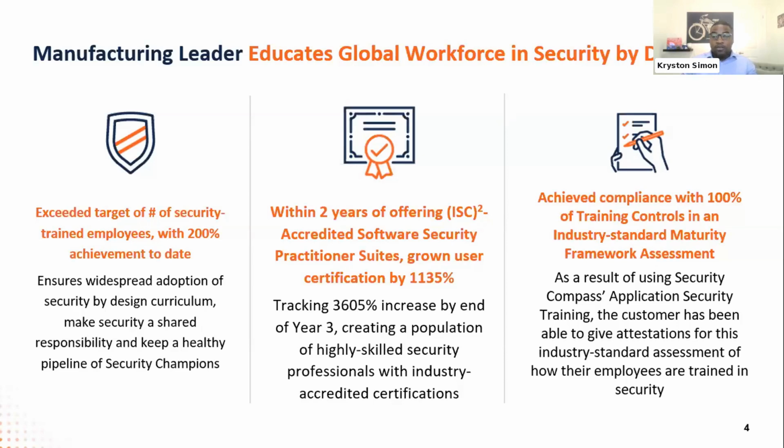They've grown their user certification by 1,135%. And this is an example of an organization that is not holding back accreditation from their employees. They've achieved compliance with 100% of their security training controls. Doing this allowed them to grow their revenue by being able to speak to the evidence of their developer training and to attest to industry standards and frameworks, because they not only offer the training, but they have actual adoption of the training.